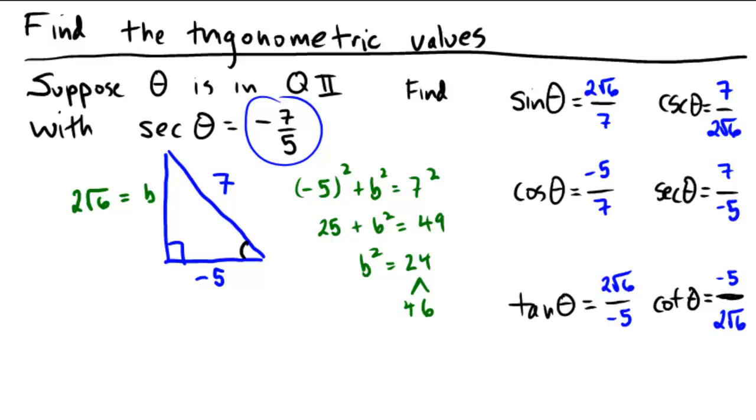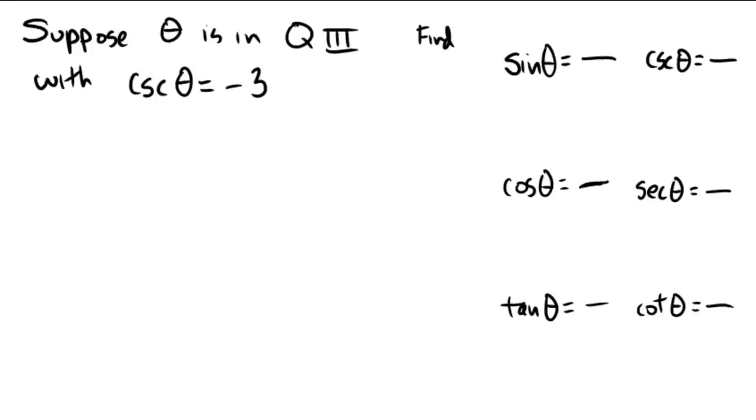So why don't you pause the video and see if you can do this next one on your own. Suppose we have theta being in quadrant 3 and that the cosecant of theta is equal to -3. So quadrant 3 means left and down. So we're going to go left and we're going to go down, so that way we're in quadrant 3. Mark an angle over here, that's our theta.